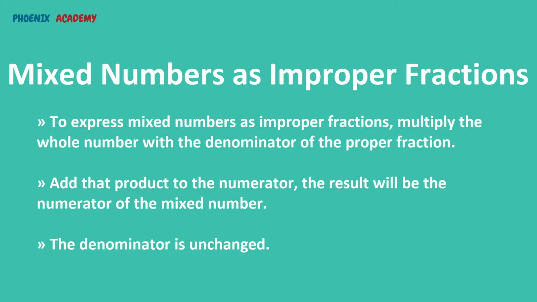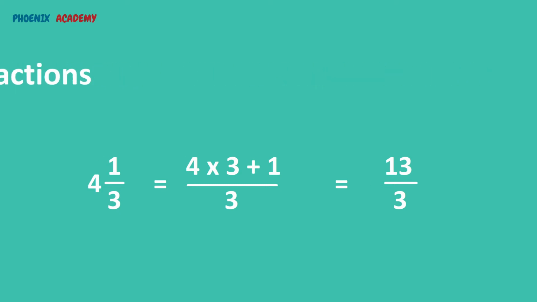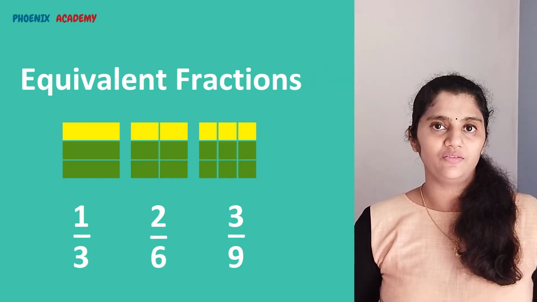Let's see some examples. Let's convert 4 and 1 by 3 into improper fraction. We will multiply 4 by 3. We will get 12 and add this product to the numerator of the fraction. 4 into 3, 12. 12 plus 1, 13. So denominator is same as that of the proper fraction. So what is the improper fraction here? 13 by 3.